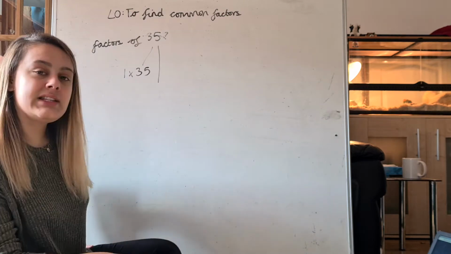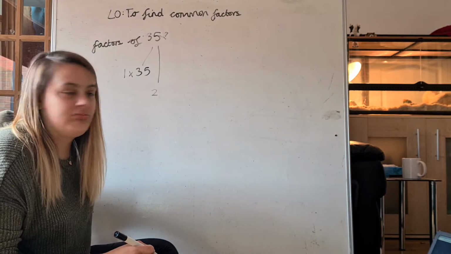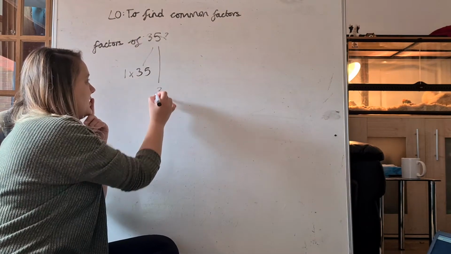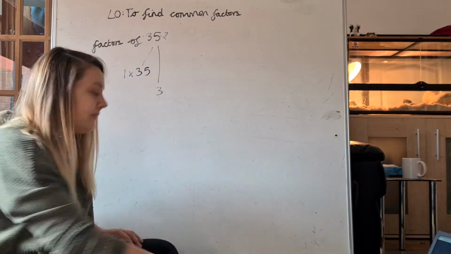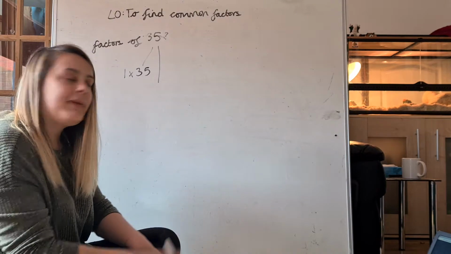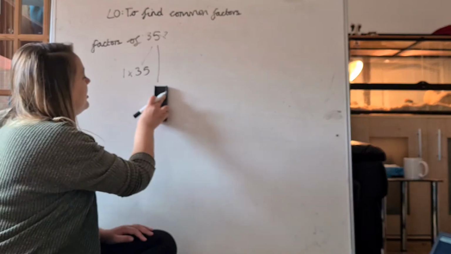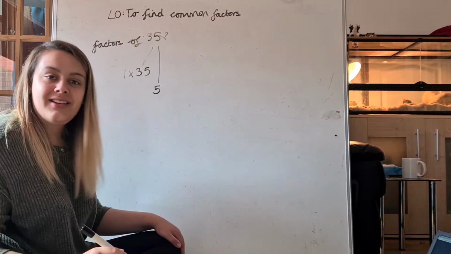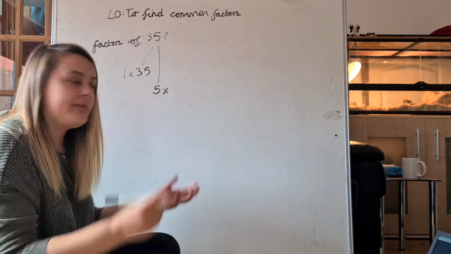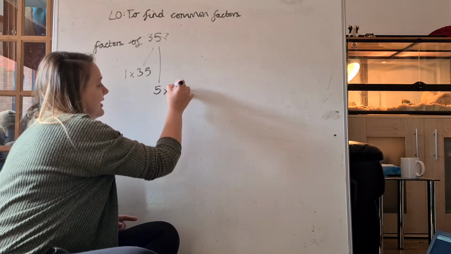Let's work systematically. Would 2 be a factor of 35? Can you do 35 divided by 2? No, it's an odd number, so you can't have 2. Could you have 3? No, you could do 36 divided by 3, but not 35 divided by 3. What about 4? No. What about 5? We can, can't we? What would be the other factor that would pair with it? Because factors come in pairs. Brilliant, it'd be 7.